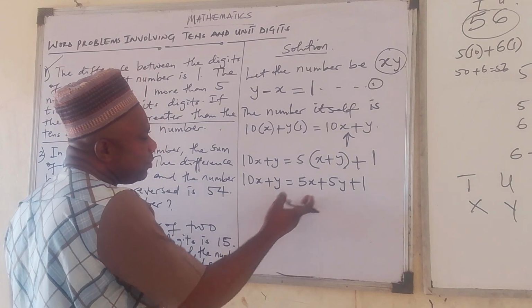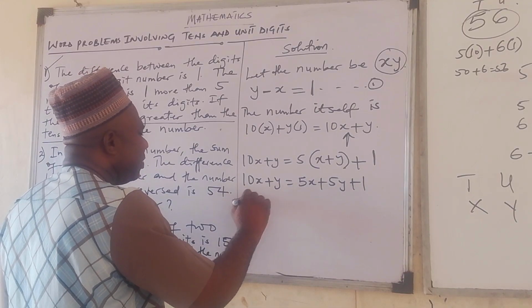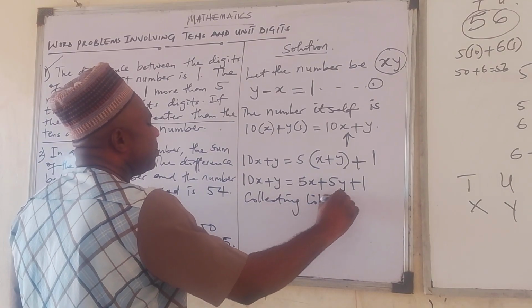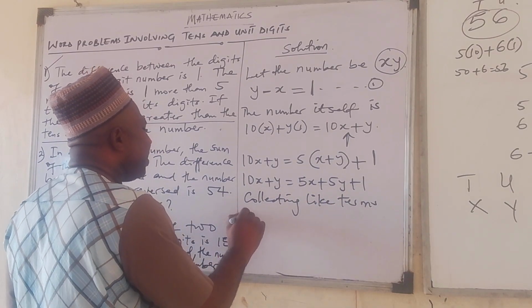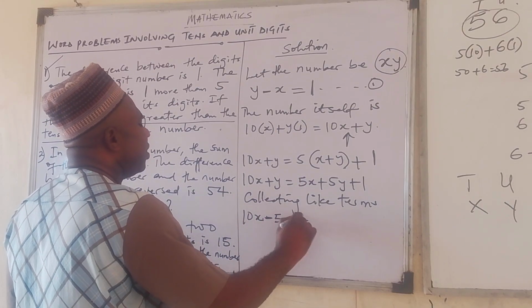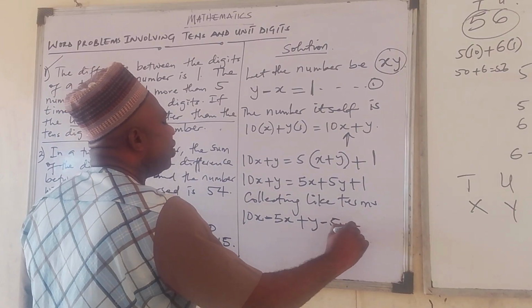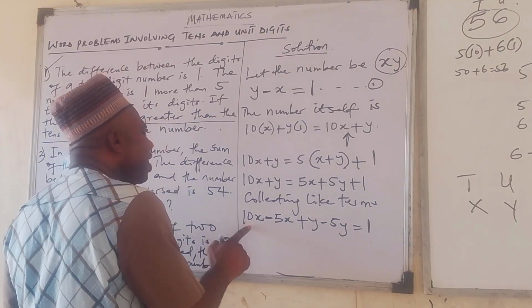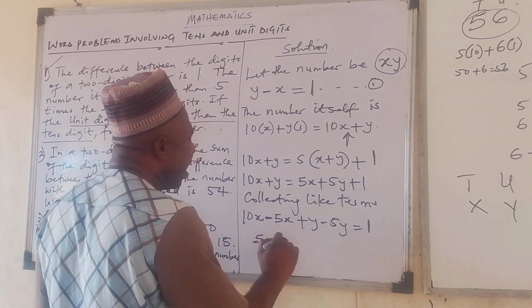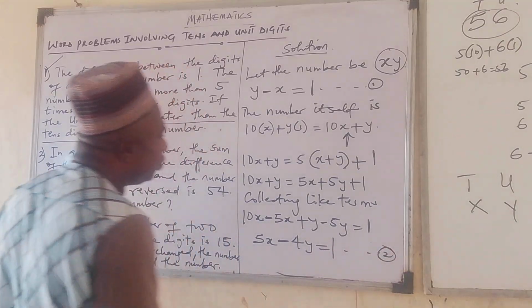Yes, now let's collect like terms. Let's bring 5x and 5y to the left hand side. So when you collect like terms, we have 10x. When you bring this 5x to the left hand side, it becomes minus 5x. Then here we have plus y. Bringing this plus 5y here, it becomes minus 5y is equal to 1. So 10x minus 5x is 5x. y minus 5y is minus 4y is equal to 1. So now we can call this equation 2.